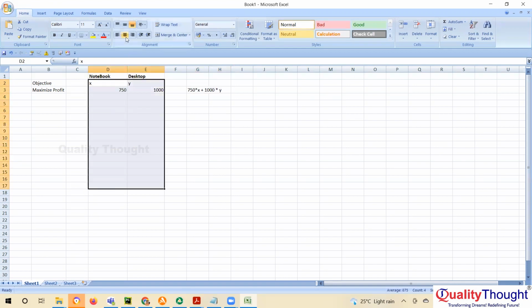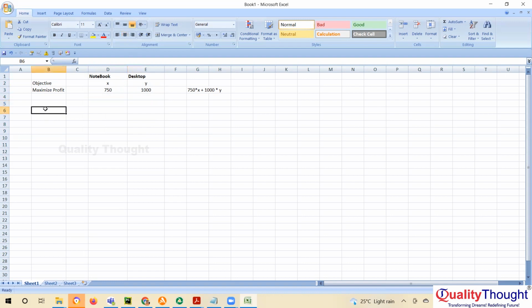So the answer could be anything, right? You can make 1 lakh, 1 crore notebooks, 1 crore desktops. But life is not like that. Life always has constraints. You cannot do everything that you want. There is always a constraint. What are those constraints here?